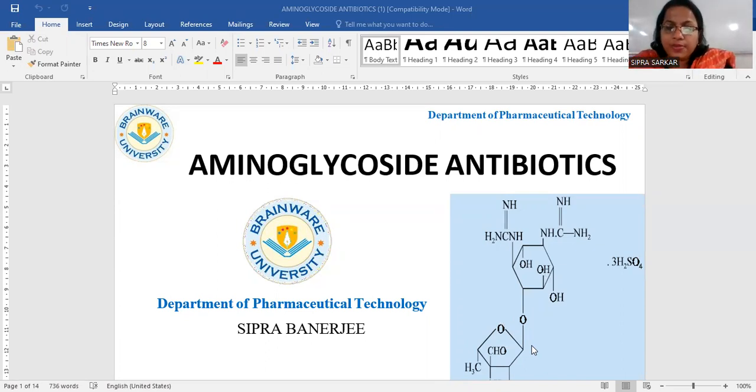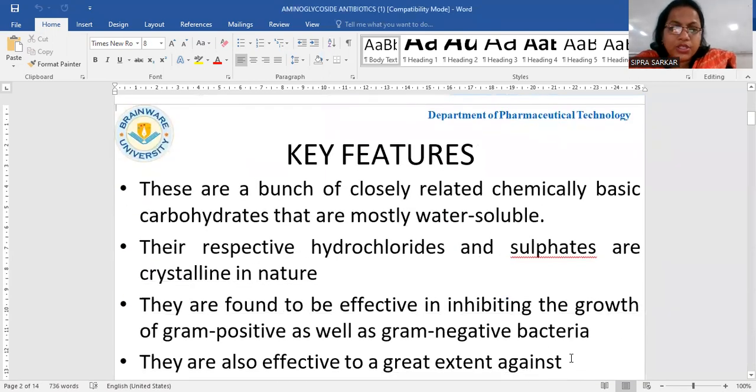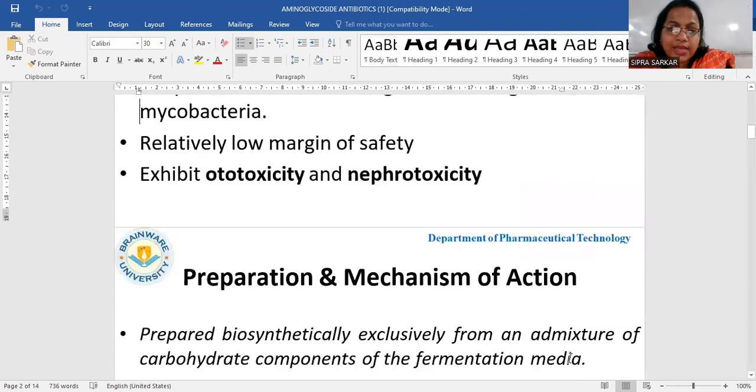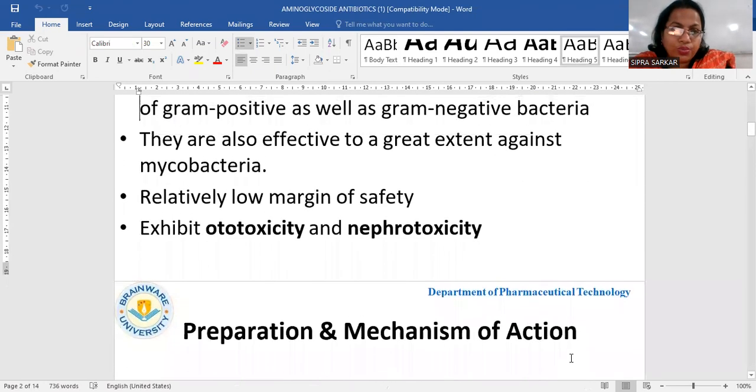Now, aminoglycoside antibiotic is a special case of antibiotic. Coming to the key features, these are a branch of closely related, chemically basic carbohydrates that are mostly water soluble, and the respective hydrochlorides and sulfates are crystalline in nature. Generally, the product will be in a hydrochloride or sulfate form. They are effective in inhibiting the growth of gram-positive as well as gram-negative bacteria. That means both gram-positive and gram-negative bacteria will be killed with this type of antibiotic. They are also effective to a great extent against different mycobacteria.